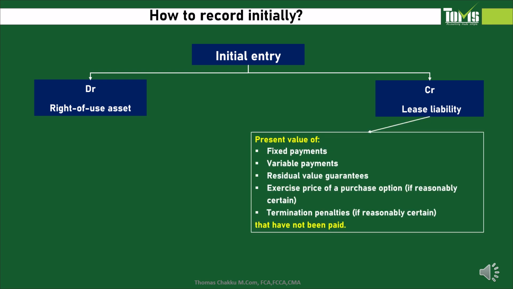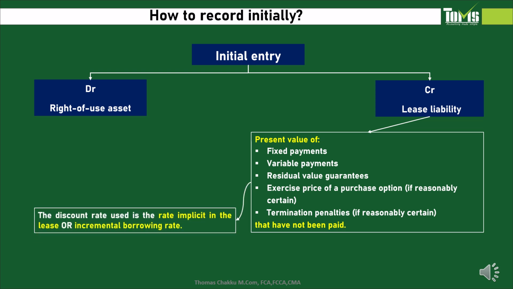Now, what is the amount of lease liability? This is the present value of lease payments, both variable and fixed, plus residual value guaranteed by the lessee, plus exercise price of a purchase option, plus termination penalties that have not been paid. Note carefully that any advance payment or down payment made is not included in lease liability.